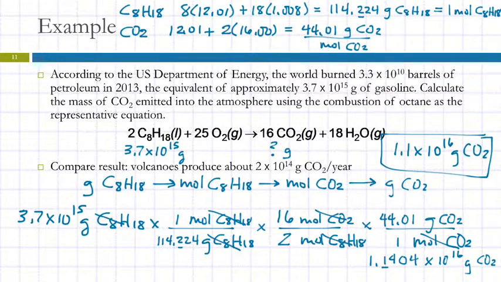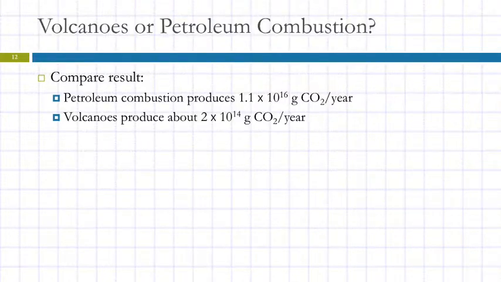So we were talking about volcanoes versus petroleum. Now we're supposed to compare the result. Volcanoes produce 2 times 10 to the 14th grams of CO2 per year. Does anybody have any questions about the calculation? So let's look at that. Here's the mass produced by petroleum, 1.1 times 10 to the 16th. Here's the mass produced by volcanoes. Compare the result. Well, obviously, the mass of CO2 produced by petroleum combustion is larger.